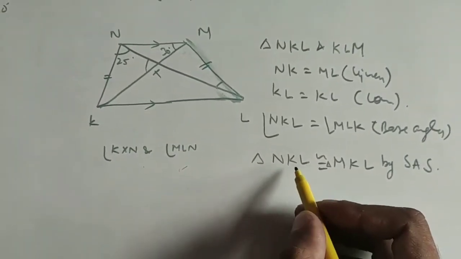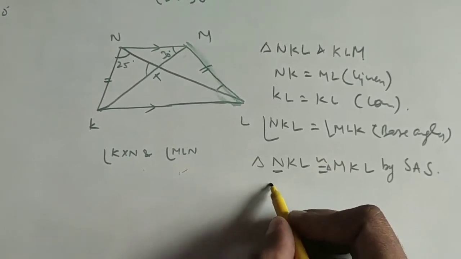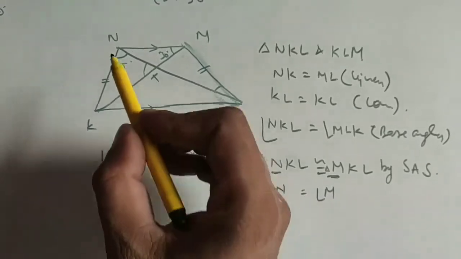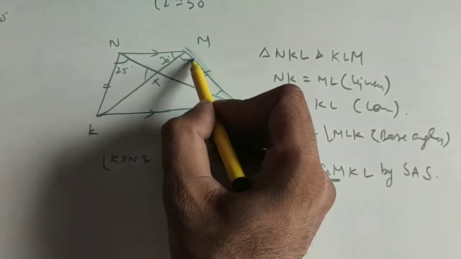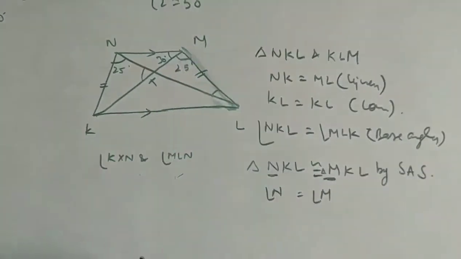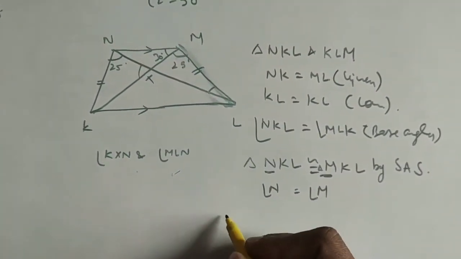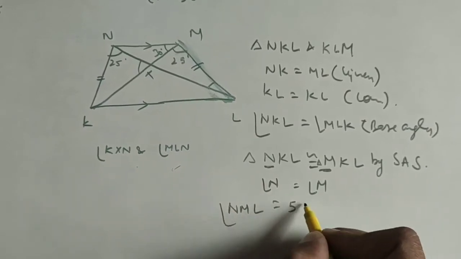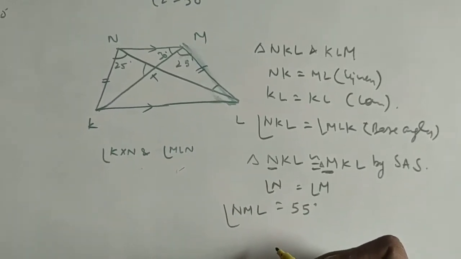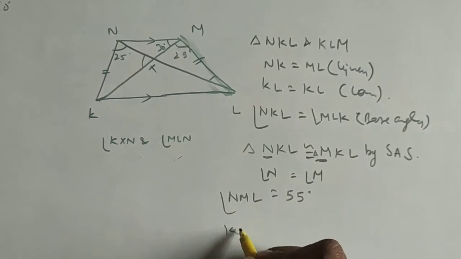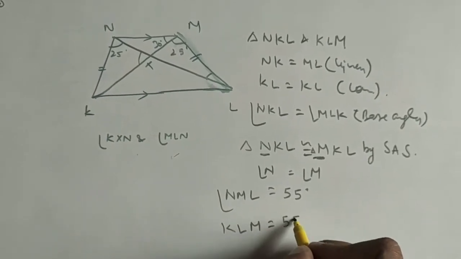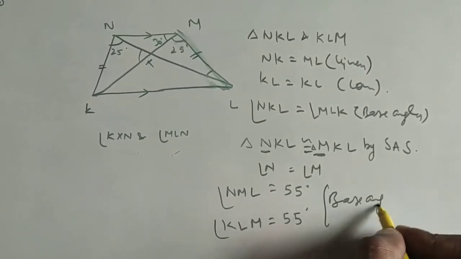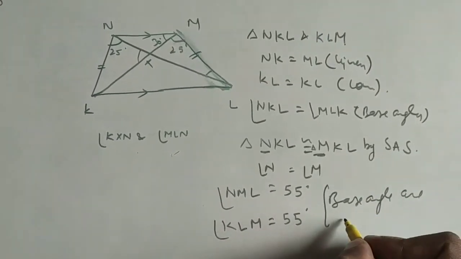If these two are congruent, we can clearly see that angle N from this triangle will be equal to angle M from this triangle. So if this is 25, this angle should be 25. Okay, so now we have angle NML is equal to 55 degrees. If NML is 55 degrees, this KNM should also be 55 degrees, because base angles are equal in case of an isosceles trapezium.